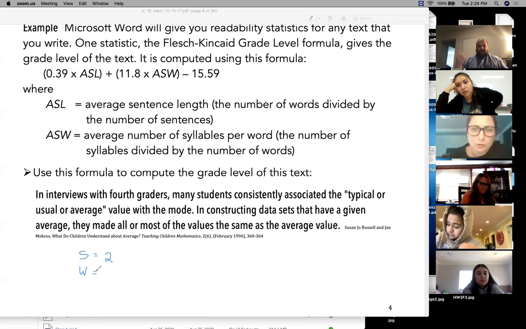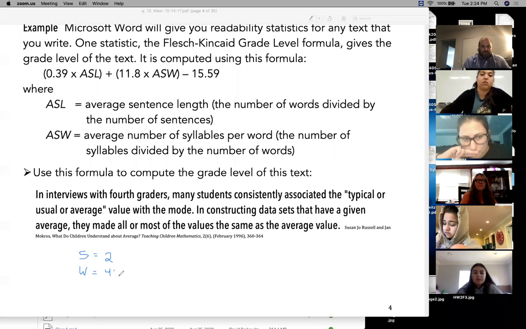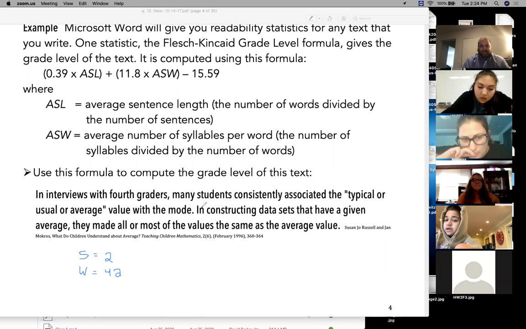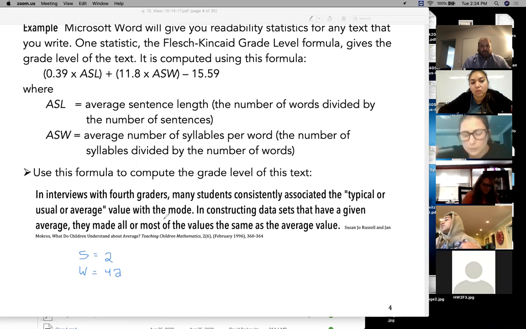How did you guys get 42? You just count the words, right? 1, 2, 3, 4, 5, 6, 7, 8, 9, 10, 11, 12, 13, 14, 15, 16, 17, 18, 19, 20, 21, 22, 23, 24, 25, 26, 27, 28, 29, 30, 31, 32, 33, 34, 35, 36, 37, 38, 39, 40, 41, 42. 42 words.